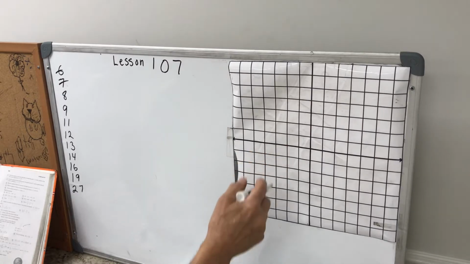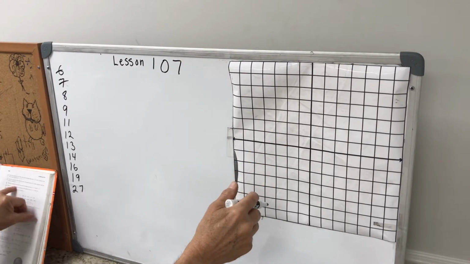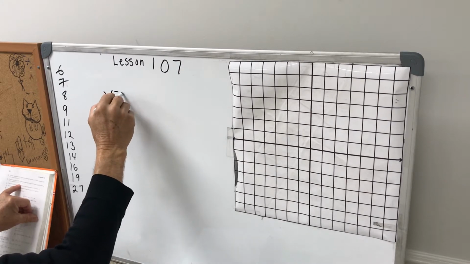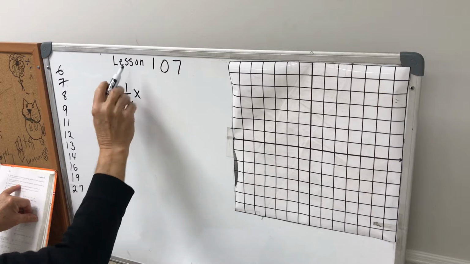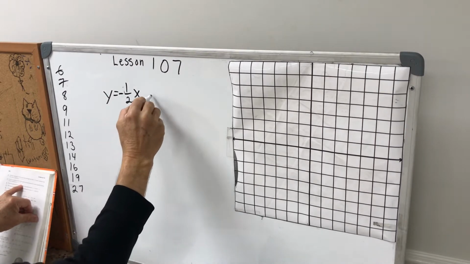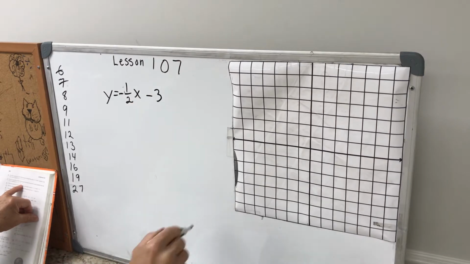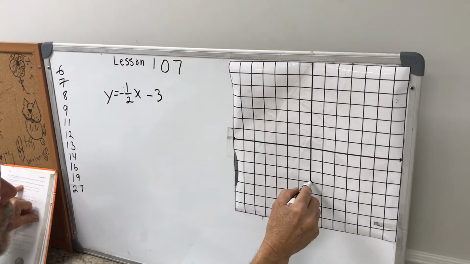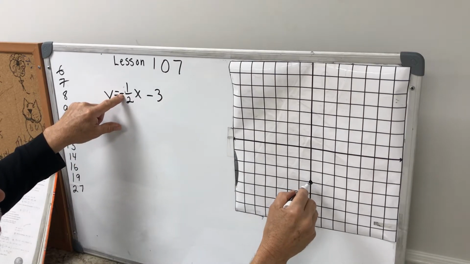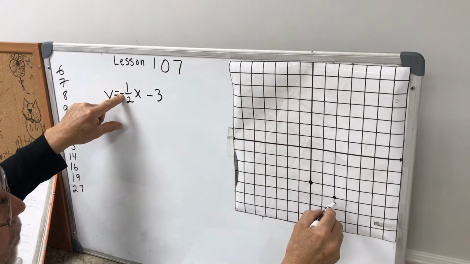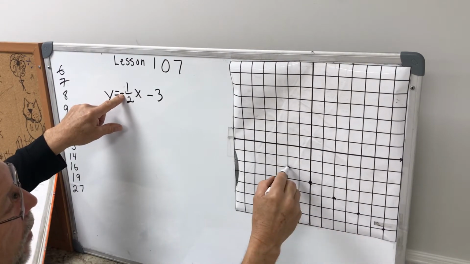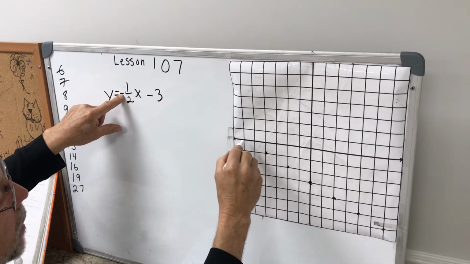Now you do not have to draw this on a graph. I'm just doing this to demonstrate it. Here we go: y equals -1/2 x, that negative, very plain, -3. Okay, we'll graph that. We start at -3 on the y-axis. This is a downhill, and it's 1 over 2, so I'm going down 1, over 2, and up 1, over 2.